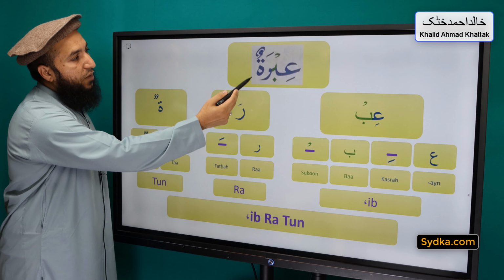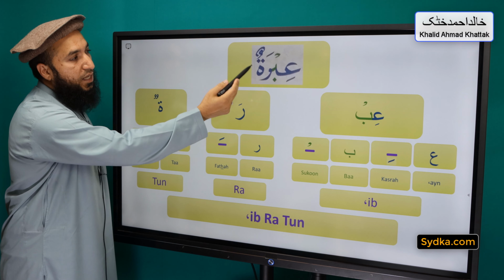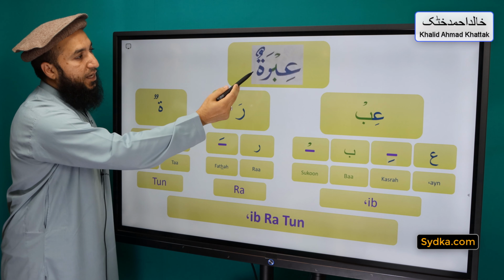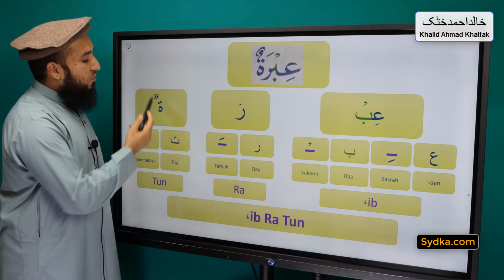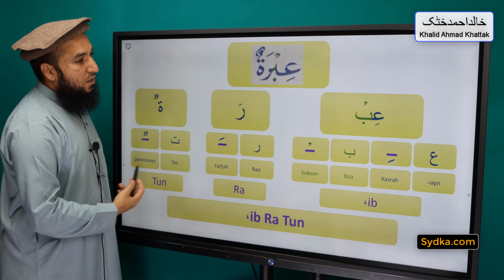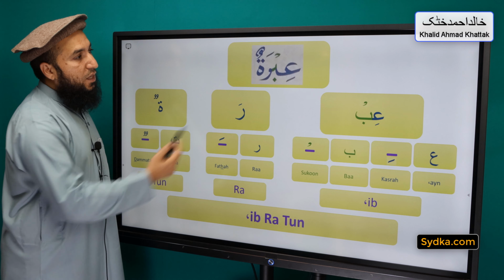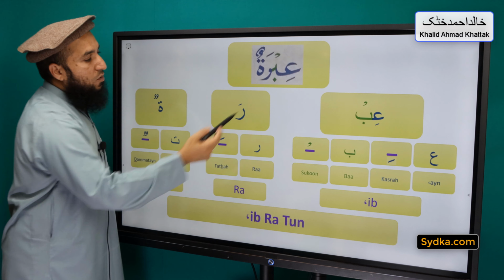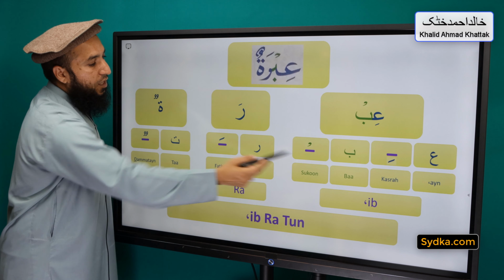The next syllable we have is ta dhammatain tun. Ta is a light letter, it has dhammatain on top of it. Ta dhammatain tun. Combining all 3 syllables together we have عبارة.